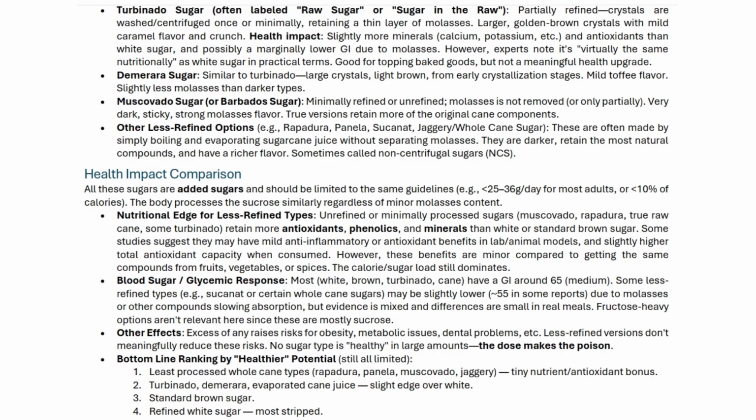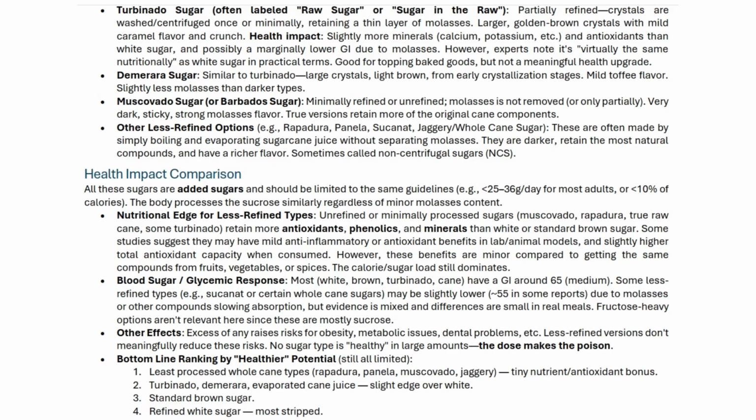Some studies indicate these sugars may provide mild anti-inflammatory or antioxidant benefits, although these advantages are minor when compared to the health benefits derived from fruits, vegetables, or spices. The overall calorie and sugar content remains a significant concern. In terms of glycemic response, most sugars, including white, brown, turbinado, and cane sugars, have a medium glycemic index, GI, around 65. Some less refined sugars may have a slightly lower GI due to the presence of molasses, but the evidence is inconsistent and the differences are minimal in practical meal contexts.